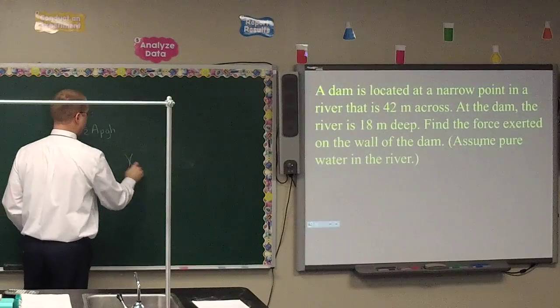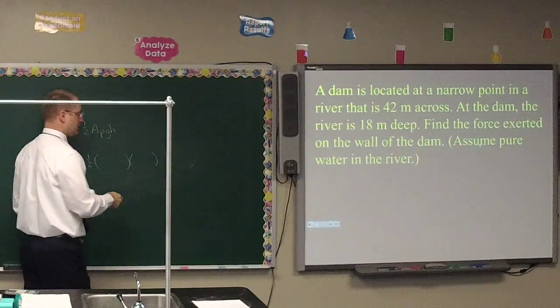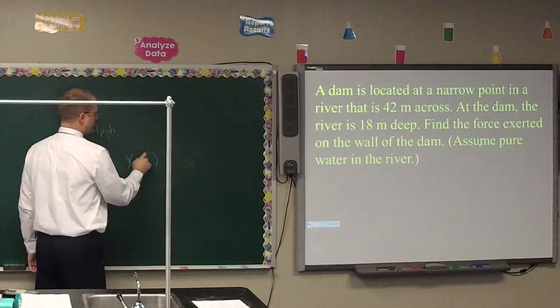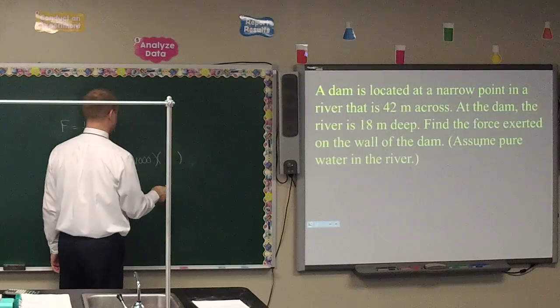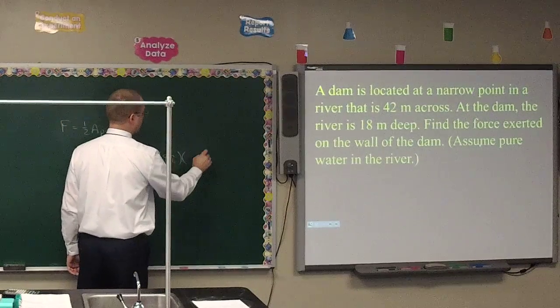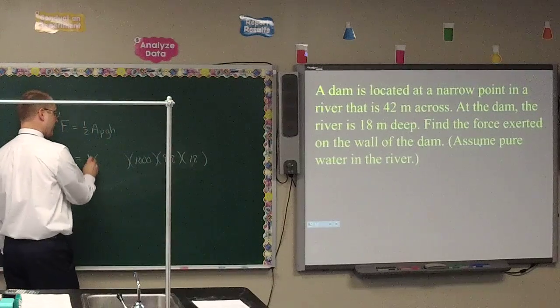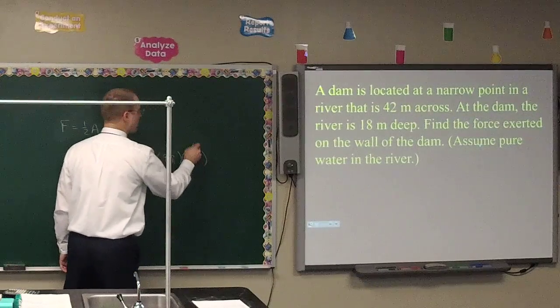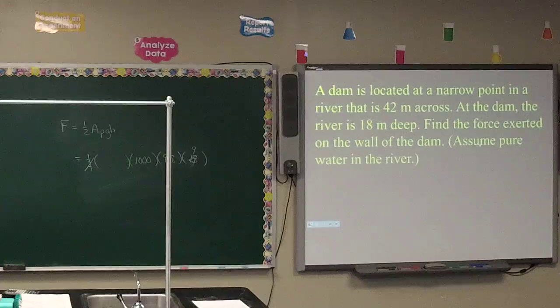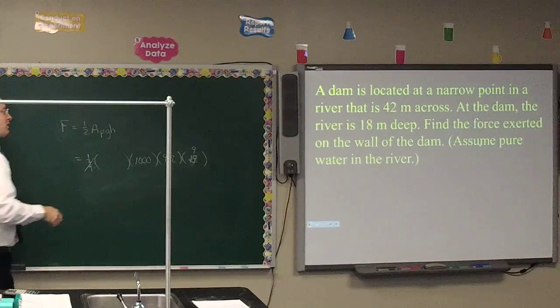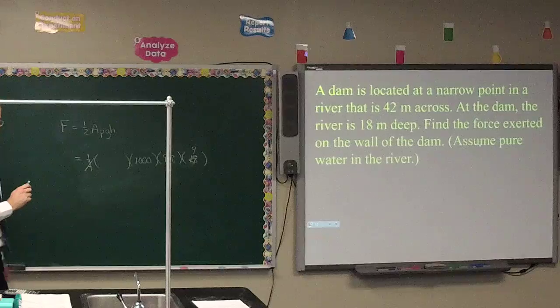We've got the half, the rho we're going to say is 1,000, the g we'll say is 9.8, the h we'll even say is 18, though we could go ahead and take half of the 18 now if we wanted to, since we're averaging half the height, which gives half the force.